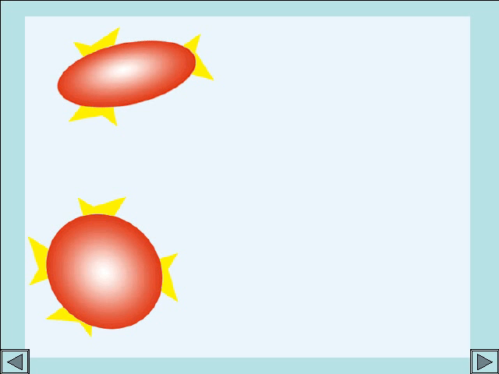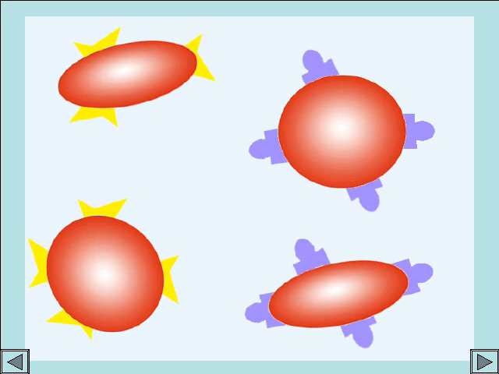This is an illustration of red blood cells. This is an illustration of more red blood cells. What differences do you notice? These shapes on the surface of the cells are molecules called antigens.